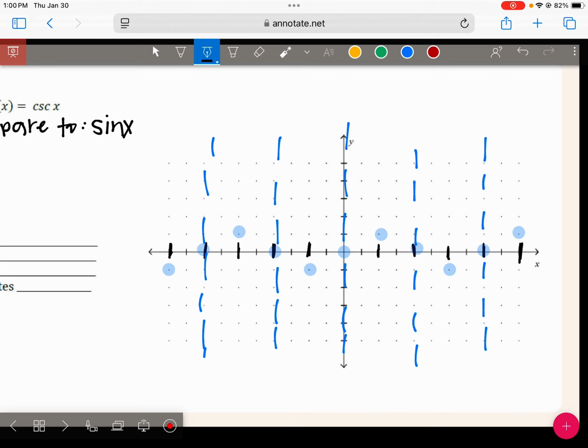And then at all of our peaks, we're going to draw smiles. At all of our valleys, we're going to draw frowns.